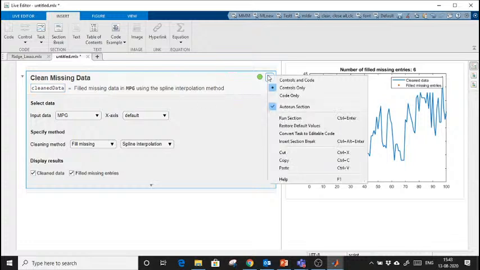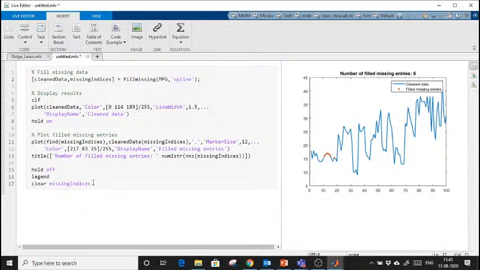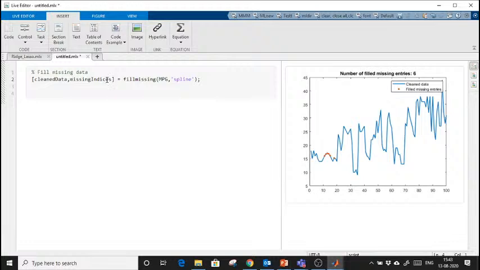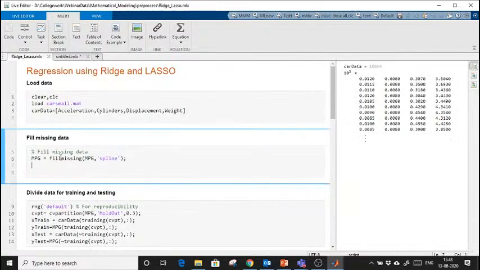Further, you can convert this into editable code. In this case I don't want all these plots. I just want this output: fillmissing, mileage, and whichever algorithm I am going to use to fill. I did the same thing here. I filled that missing value.